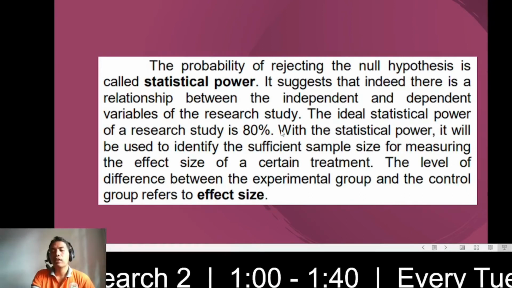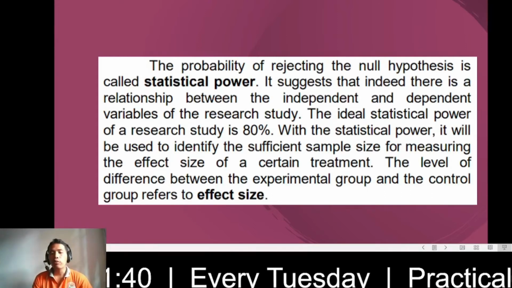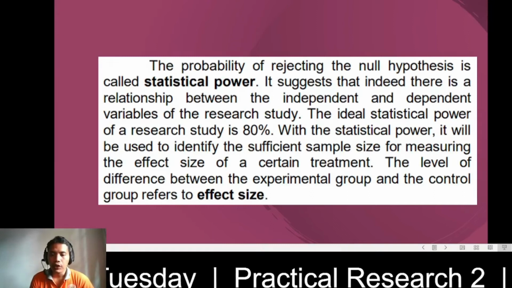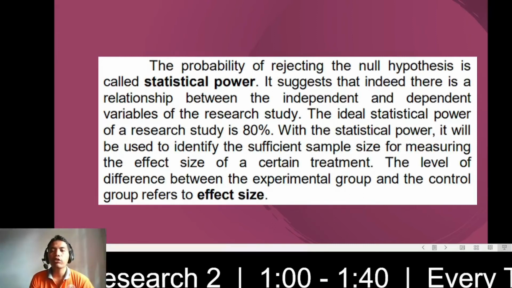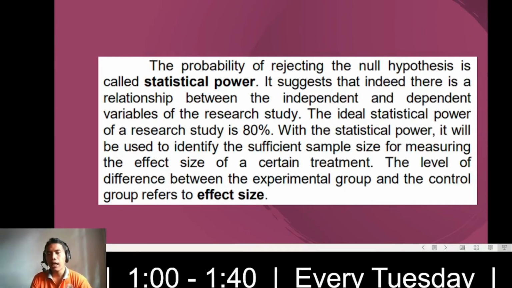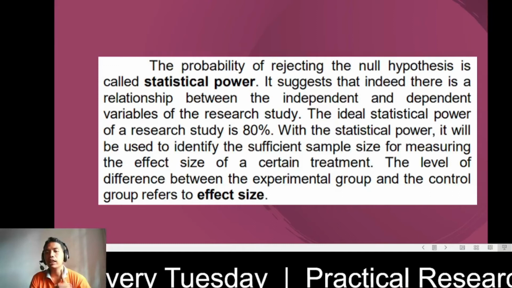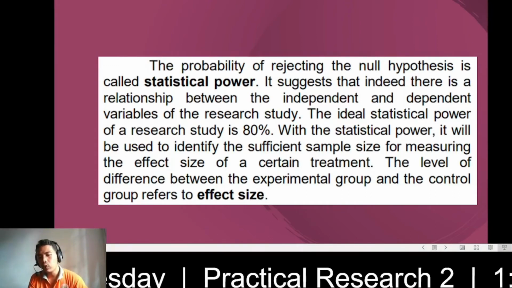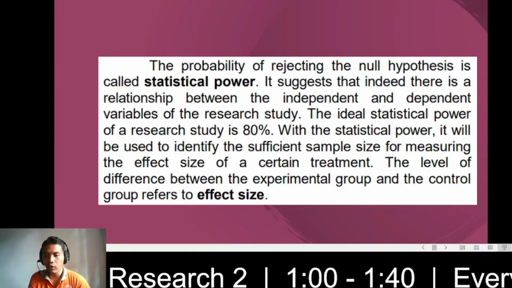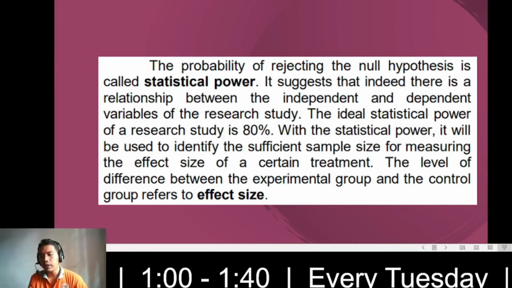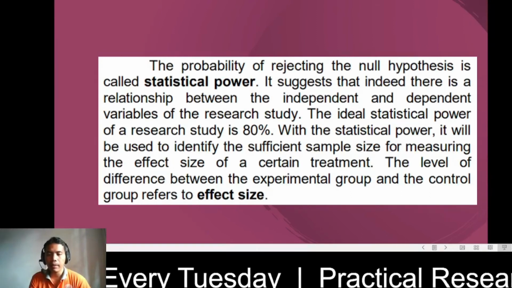Let's go back with this sentence. Statistical power will be used to identify the sufficient sample size for measuring the effect size of a certain treatment. Let's simplify. Kapag sinabing statistical power, ito yung percentage na maaaring ma-reject o hindi matanggap ang null hypothesis na siya din gagamitin para ma-identify kung ilan ang tamang dami ng tao na mai-involve sa iyong research. However, kapag sinabing effect size, ito naman yung level ng kaibahan ng experimental group sa control.